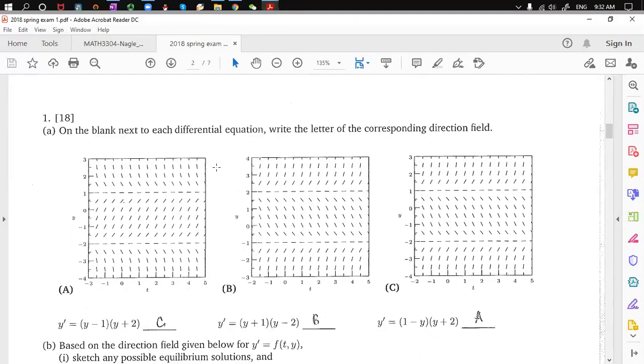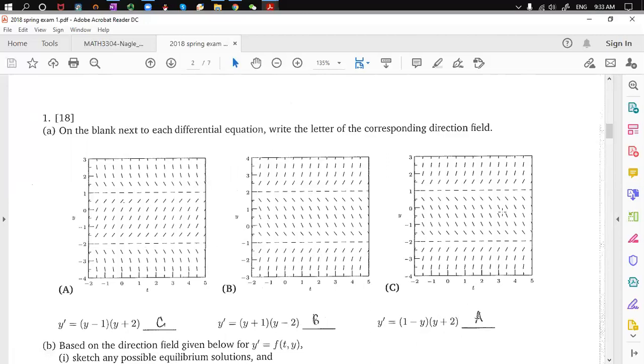For example, here you can see the first question is a multiple choice question. The question says, write the letter of the corresponding direction field for the differential equation. The first equation is y prime equals y minus 1 times y plus 2. The second equation is y prime equals y plus 1 multiplied by y minus 2. The third equation is y prime equals 1 minus y multiplied by y plus 2.